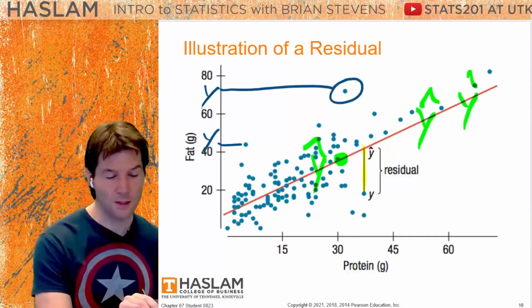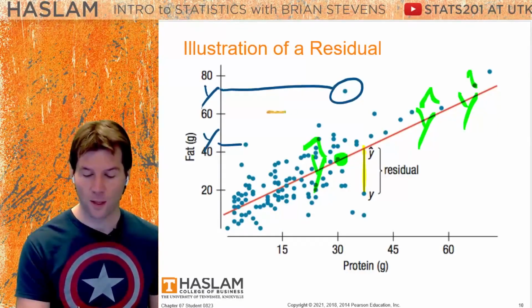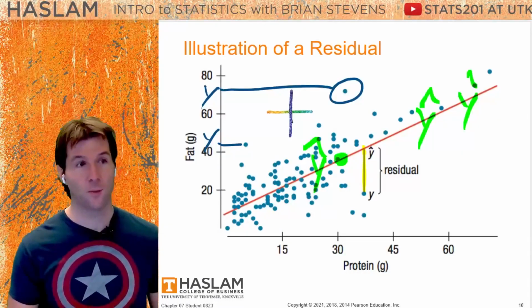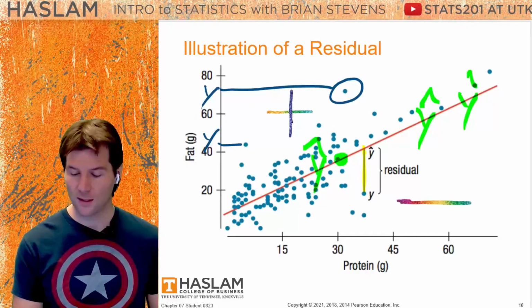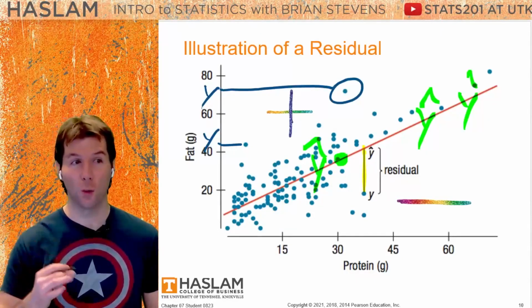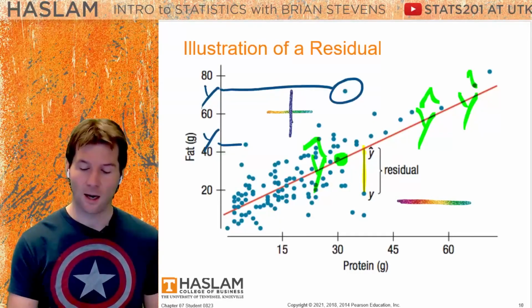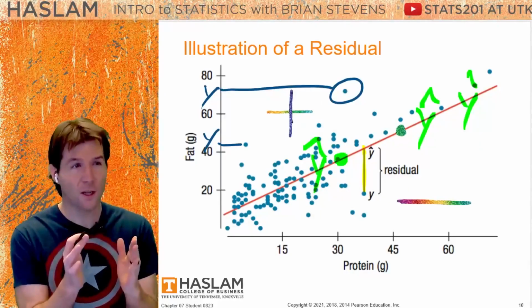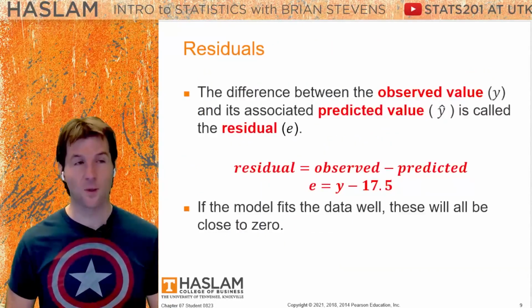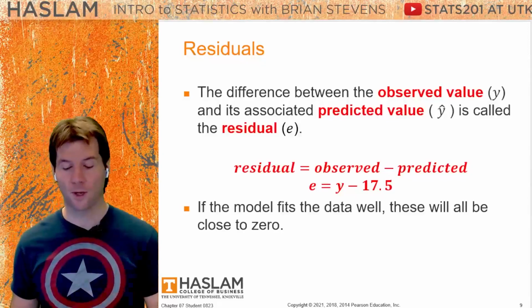And what's really great is when you have residuals, above the line is a positive residual because things were higher than they were predicted to be. And below the line is a negative residual because things were lower than they were predicted to be. And on the line perfectly is a residual of 0. So if it's perfectly on the line, there is no difference between what we observe and what the model predicted.